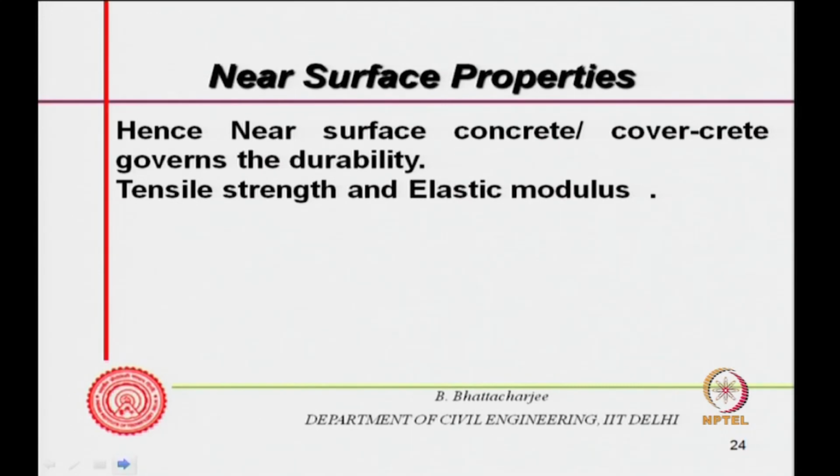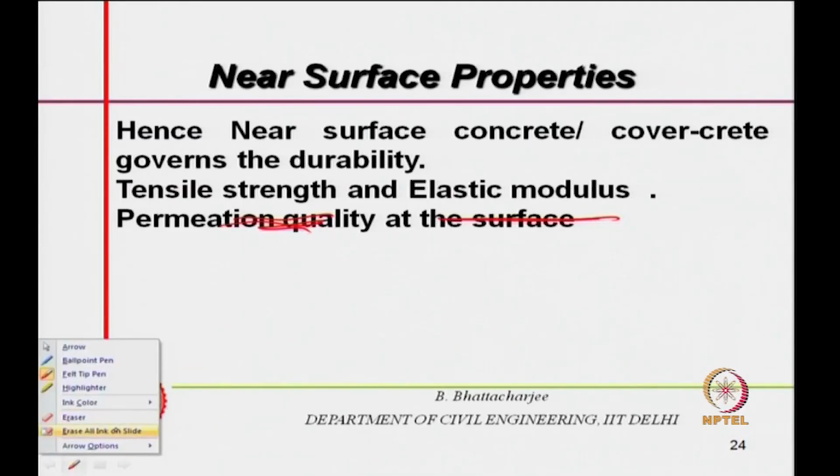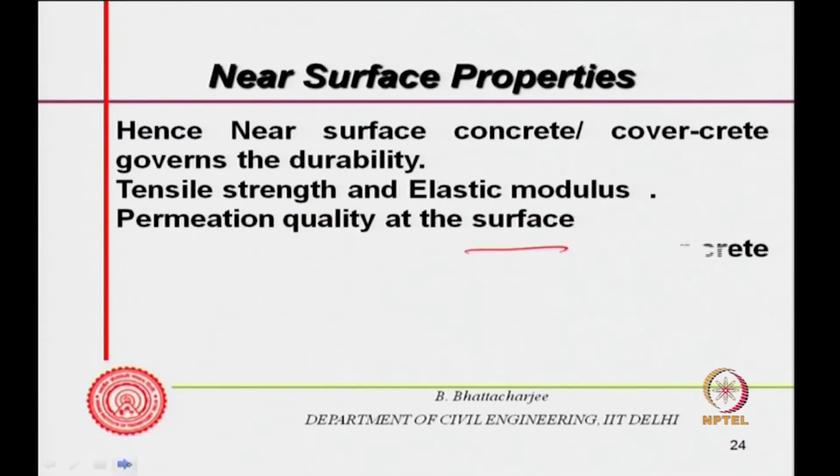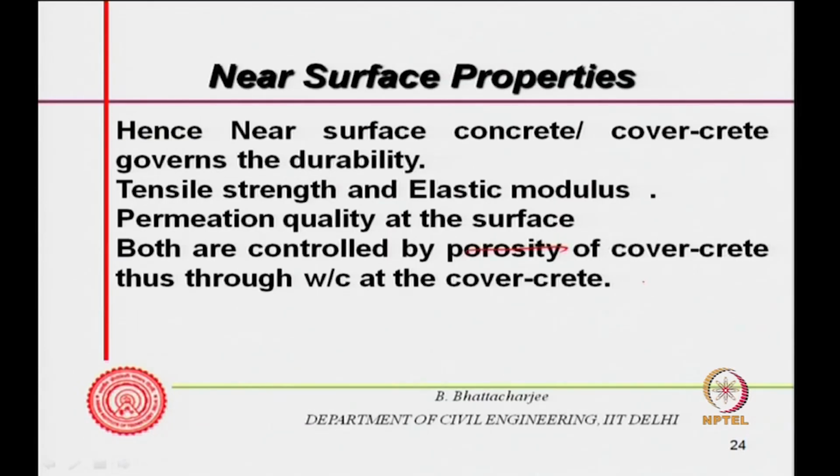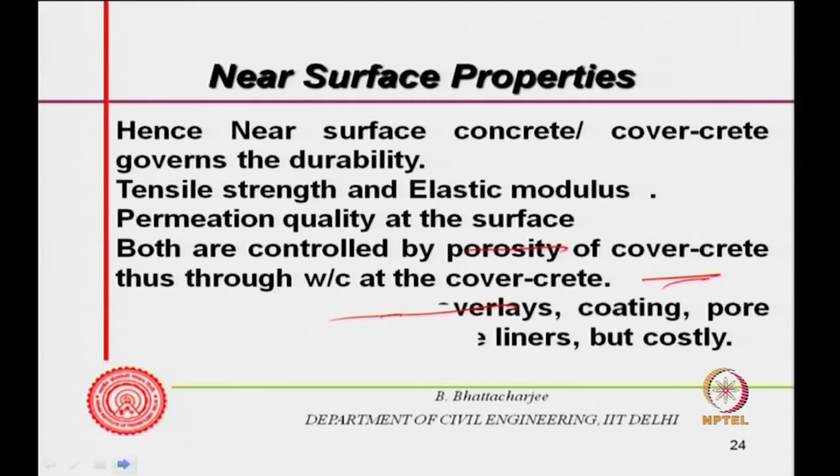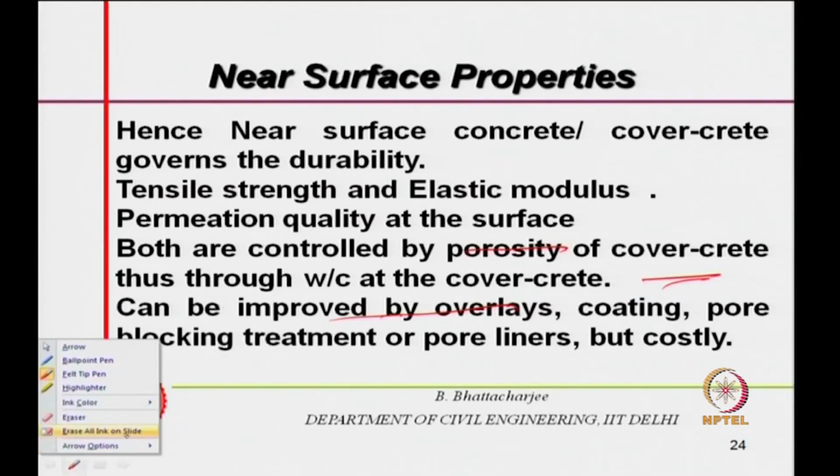So, you may have to keep water cement ratio somewhat higher, put an overlay maybe, we will see that of course. Tensile strength and elastic modulus of cover concrete is important, because this governs cracking, this governs strains from the stresses that are applied. Permeation quality at the surface, this is most important, and both are controlled by the property of porosity of covercrete and through water cement ratio of covercrete. But we have no way to really control the water cement ratio of covercrete just like that. There is something which you can do, I will just come to that.